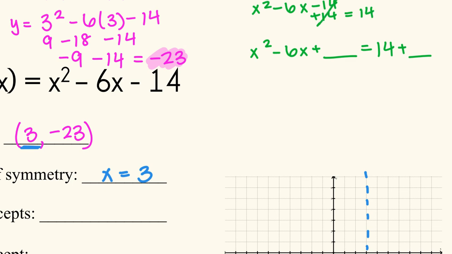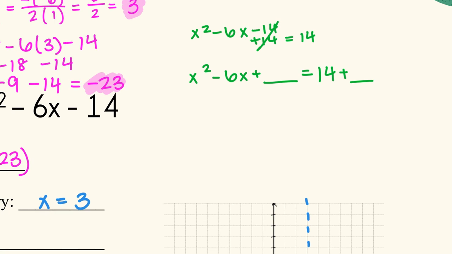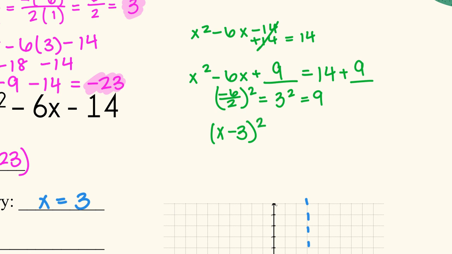Okay, and now we have to remember that rule. It's going to be negative 6 over 2 squared. That's what I'm filling my blank with. So I'm going to have 3 squared, which is 9. Okay, again, you guys have to go back and look at factoring. I'm going to have x minus 3 squared equals 23, and I'm solving for x.